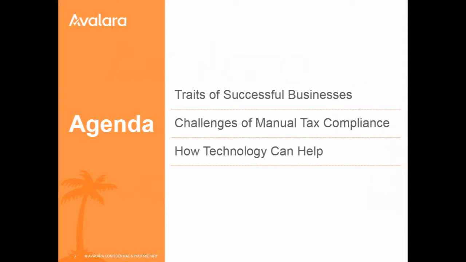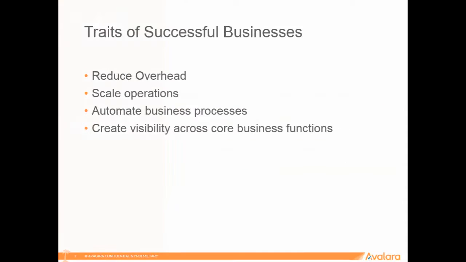So our agenda today, we're going to talk through the traits of successful businesses, challenges of manual tax compliance, and how technology can help. So some traits of successful businesses: they reduce overhead, they scale their operations, they automate business processes, and they create visibility across core business functions.